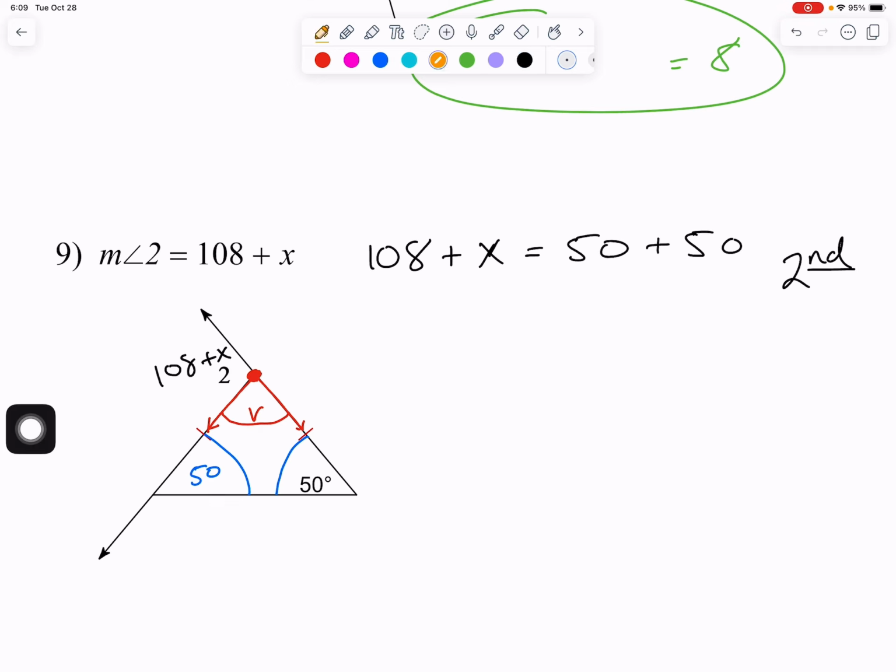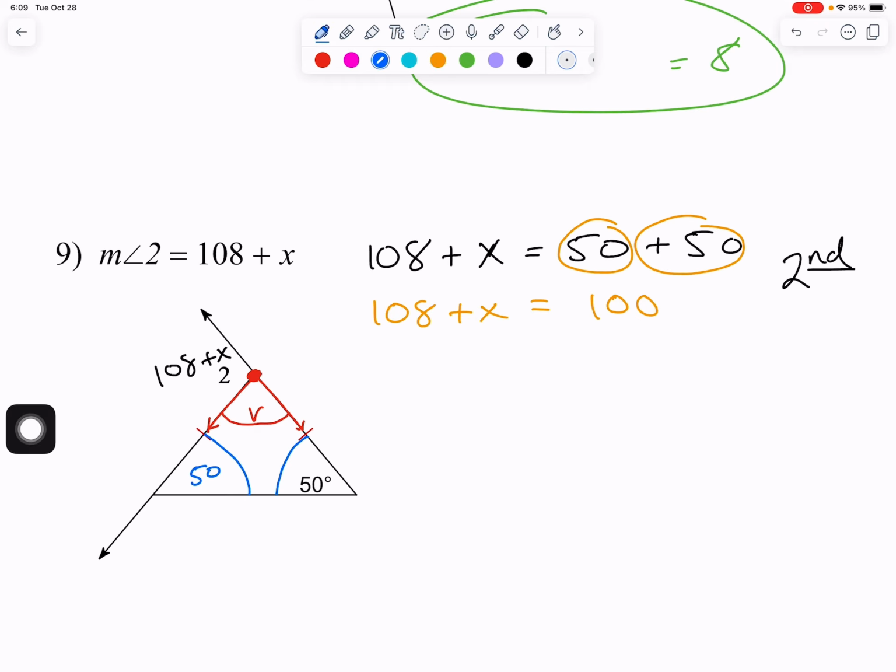Yes. Let's combine like terms. 108 plus x cannot combine, but we can combine 50 plus 50. So you see how we're just simply saving a step? Yes, great job. Thank you.